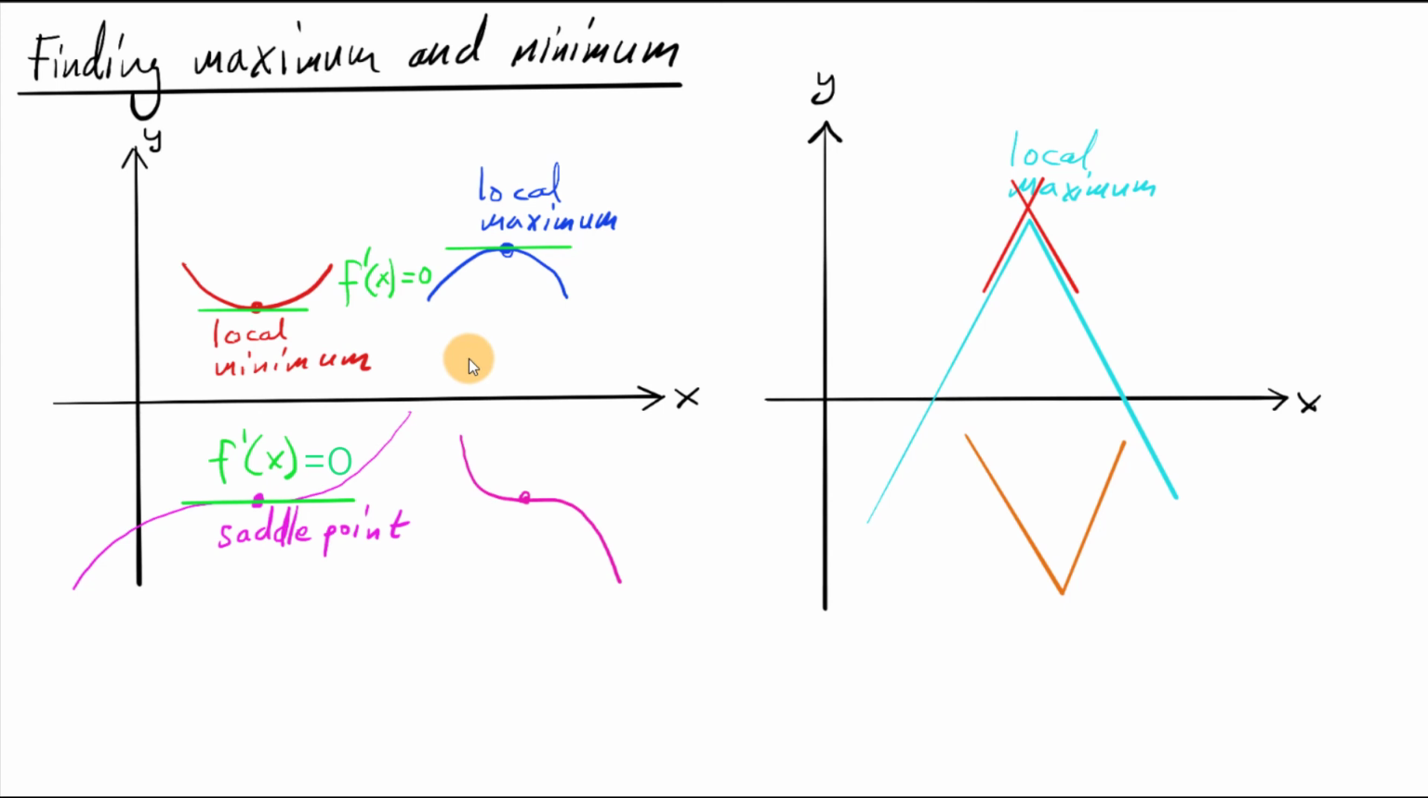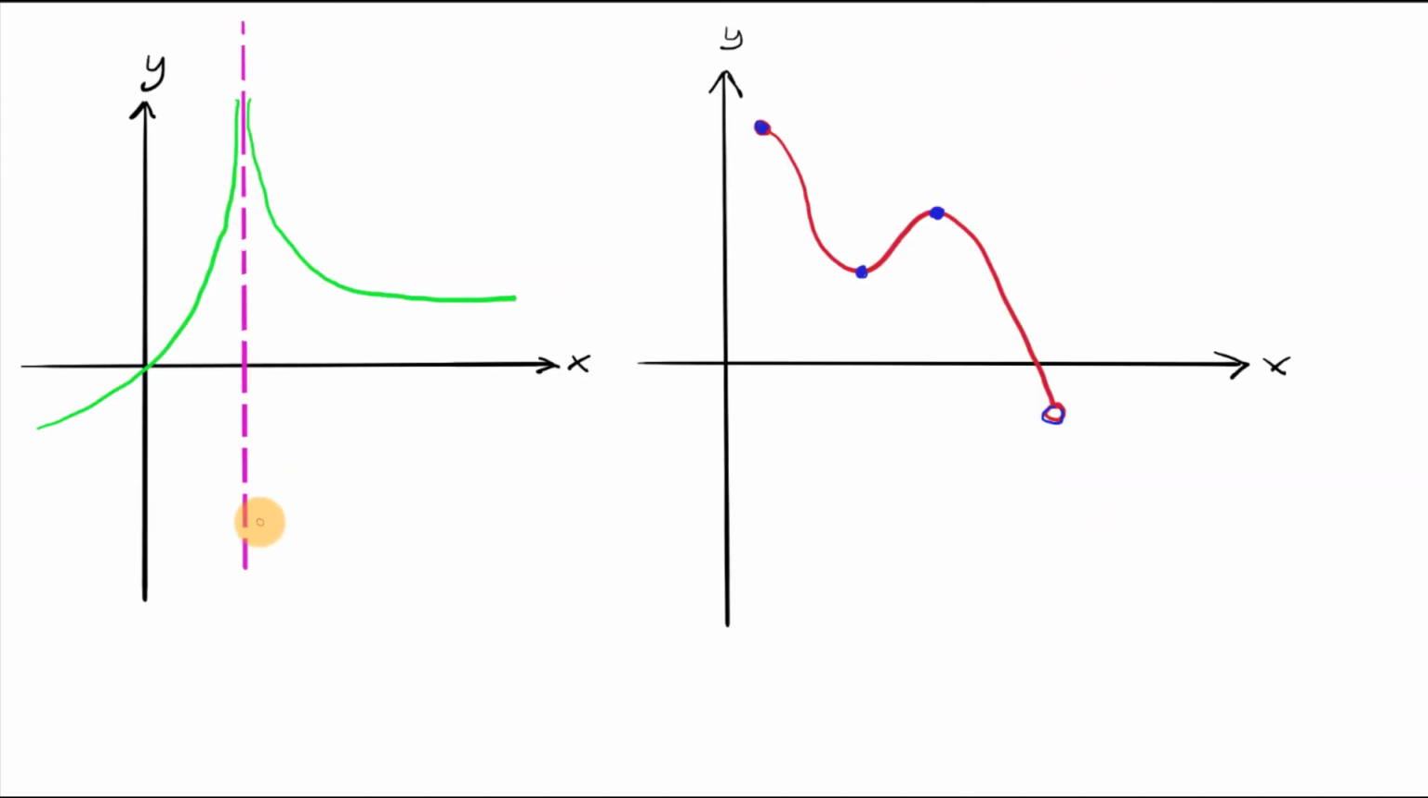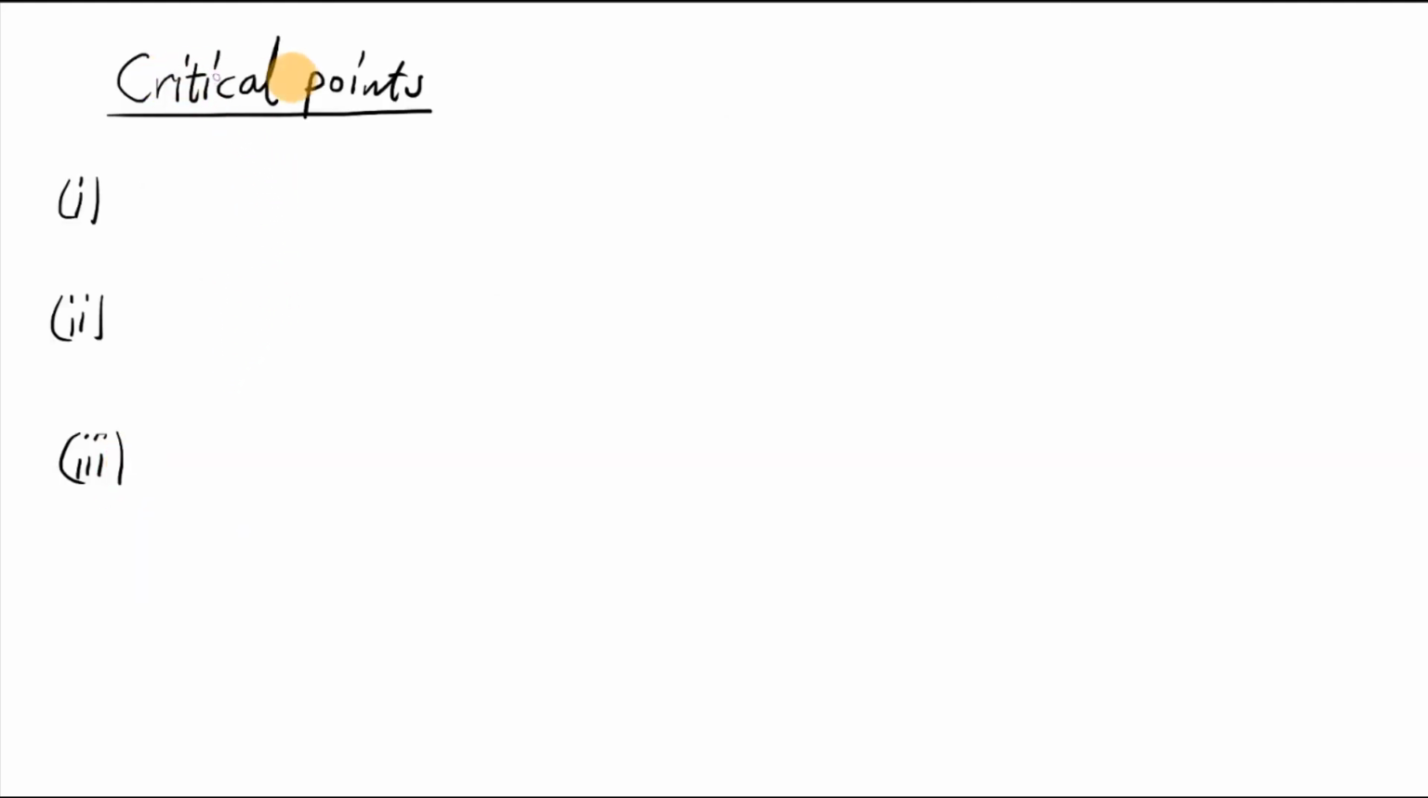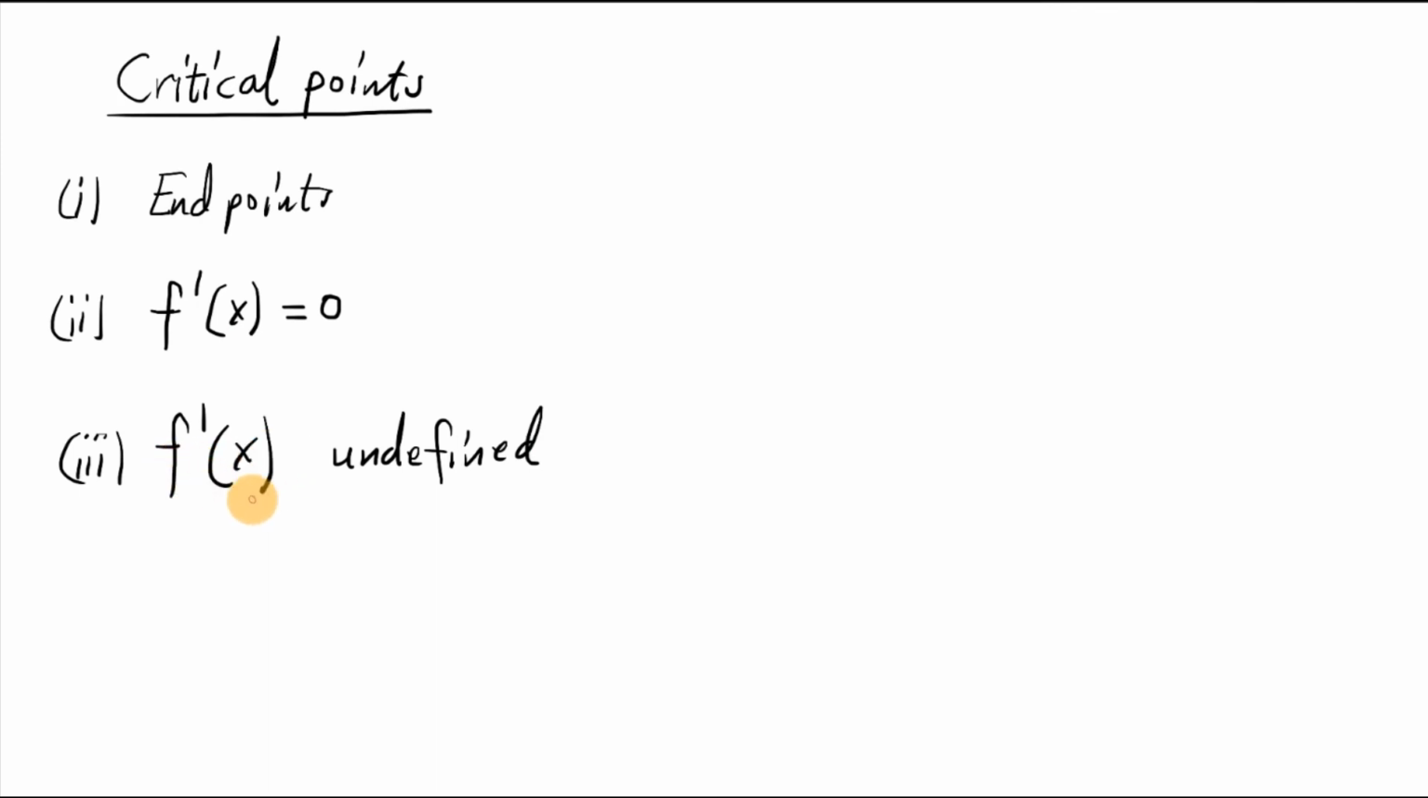So you see that if we want to find the maximum and minimum of a function, we need to look for points where the derivative is 0. We also look for points where the derivative is not defined, like this one for example, and like here. And we also have to look for endpoints. And these three types of points are called critical points. Those are the points we have to investigate if we want to find the maximum and minimum of a function. So first of all, we have to look at endpoints. We have to look at points where the derivative is 0. And we have to look at points where the derivative is undefined. So if it has a maximum or minimum, it happens in one of these three types of points.